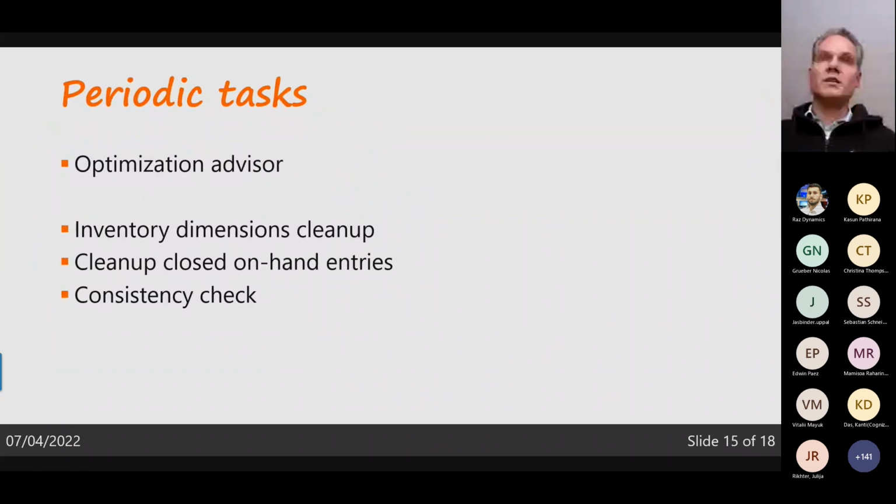There are some periodic tasks in the application which you need to consider enabling. And the optimization advisor will also recommend you to enable such cleanup tasks in the application. The first one I want to discuss is the inventory dimensions cleanup. That task will look at all InventDim records, so the inventory dimension combinations, to check if they are used on transactions or not. If they are not used, they will be deleted from the application.